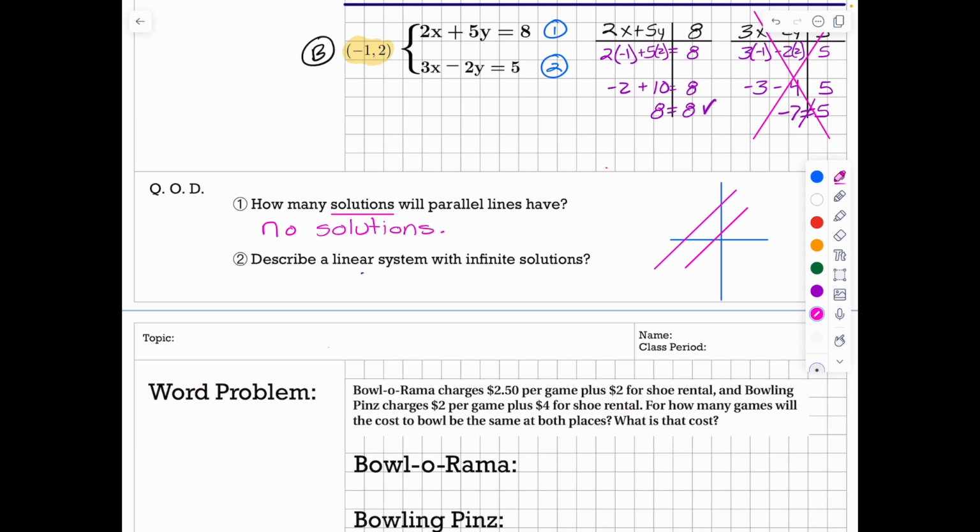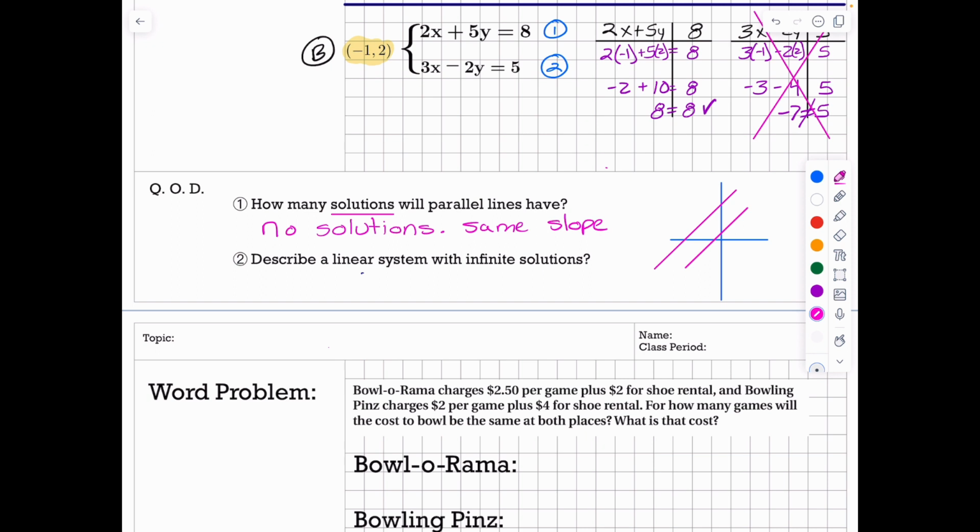What else can we say about parallel lines? Parallel lines have the same slope. So any parallel lines that have the same slope, they're going to be parallel and they will have no solution. It's one of those special cases.